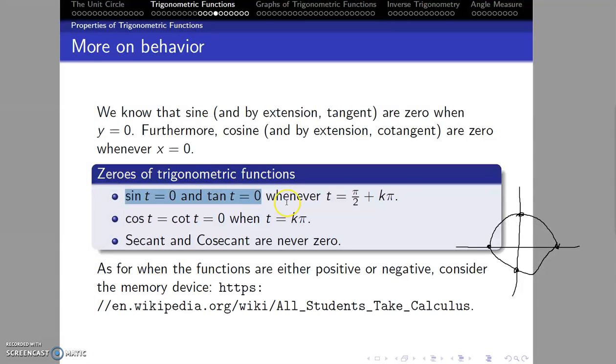So sine and tangent are 0 whenever you've got that pi over 2 plus k pi. Cosine and cotangent are 0 whenever you've got k pi. And fun factoid, secant and cosecant are never ever 0.